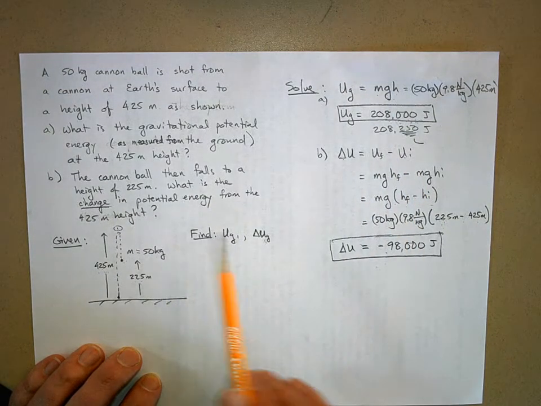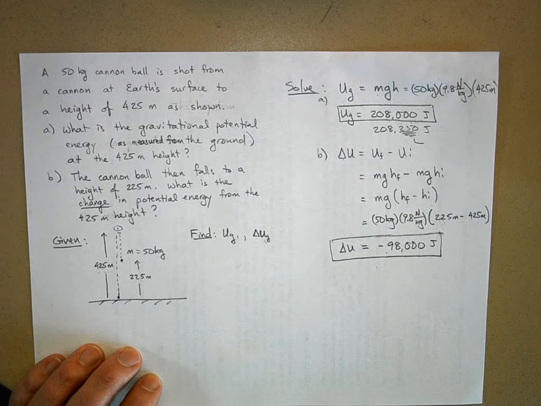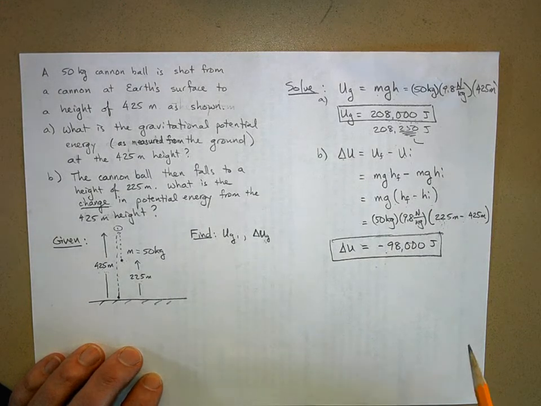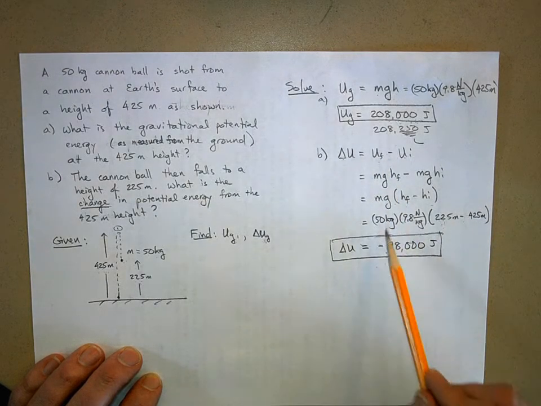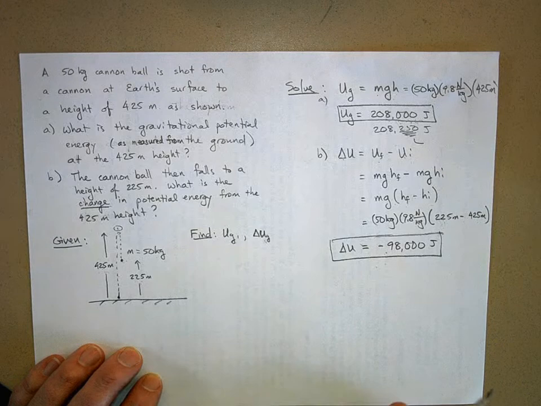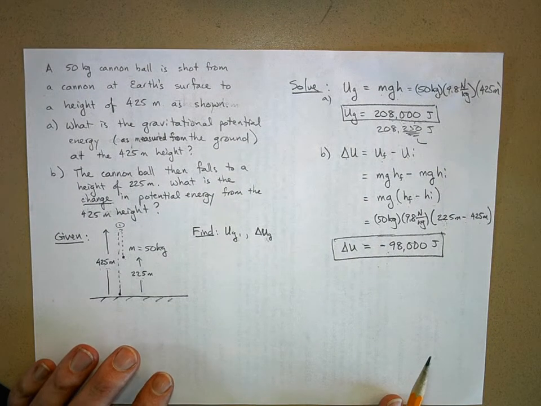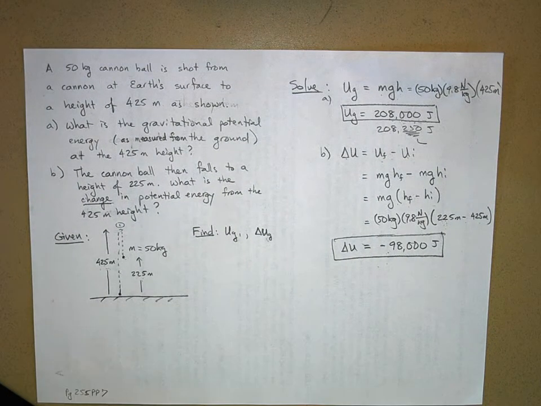The other big deal for part B is whenever a problem asks for a change in something, that's a final minus initial. And it is possible to have a negative change in energy. That is, we lost gravitational potential energy. Where did that lost energy go? Well, it could be into the environment. There might be a little bit of air friction, but we're going to neglect air friction in this case. It became kinetic energy, right? The cannonball is falling down really fast. Okay, so there you go.